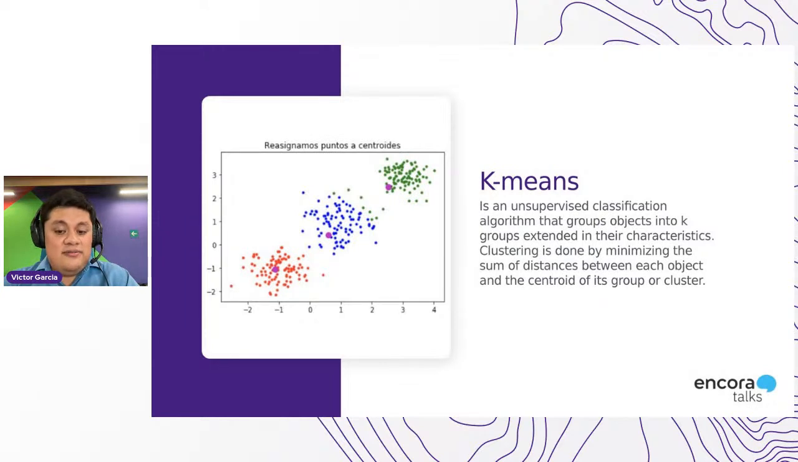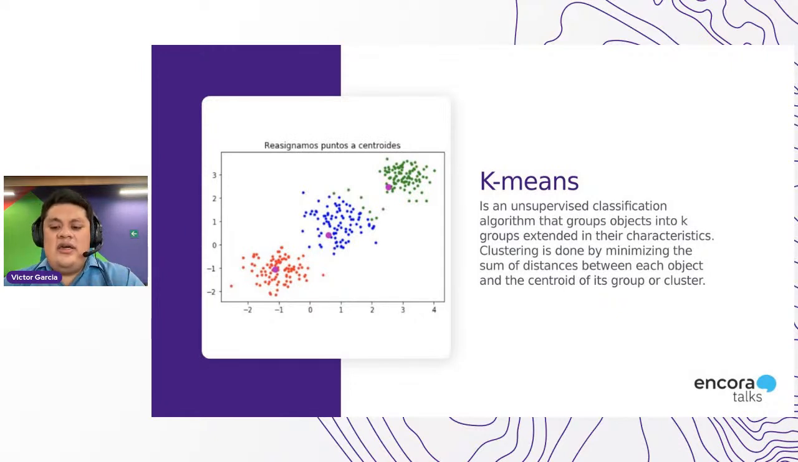Here is another algorithm. This is now talking about unsupervised learning, K-means, which is a classification algorithm that groups objects into K groups or clusters. In this algorithm, we minimize the sum of distances between each object and the centroid of its group. The algorithm consists of three steps. First, we initialize the number of groups, and after that we choose those centroids. It can be chosen randomly or following a specific schema according to our problem.